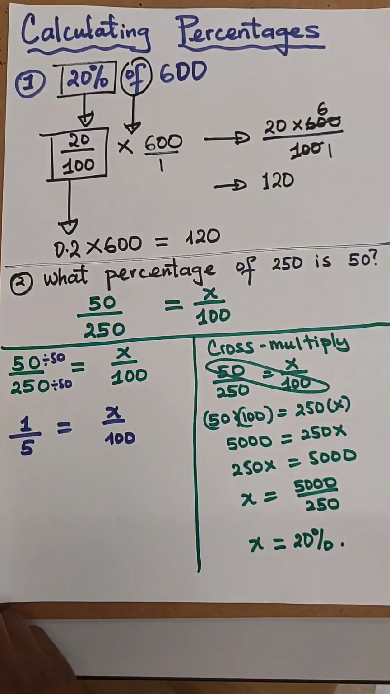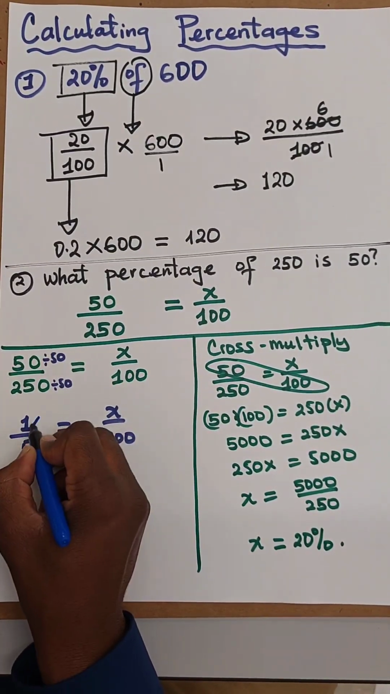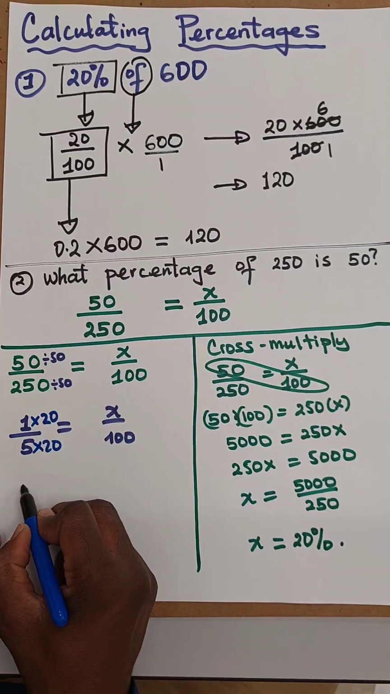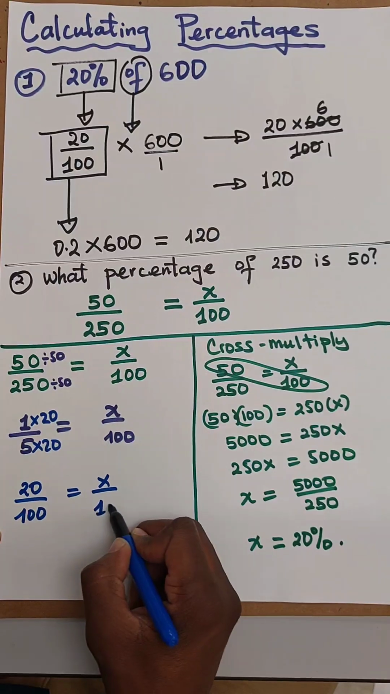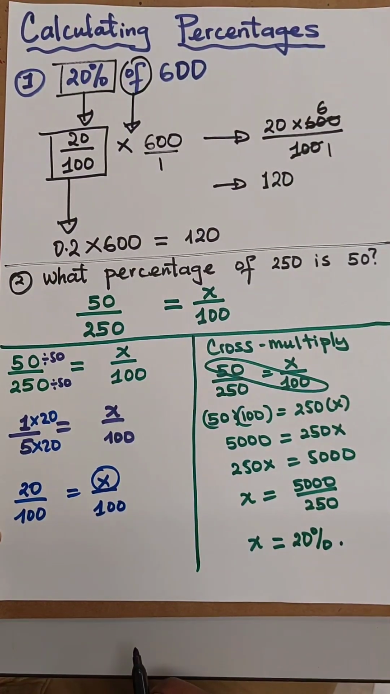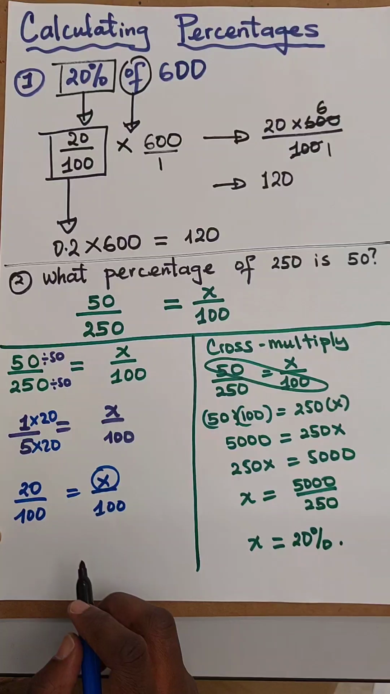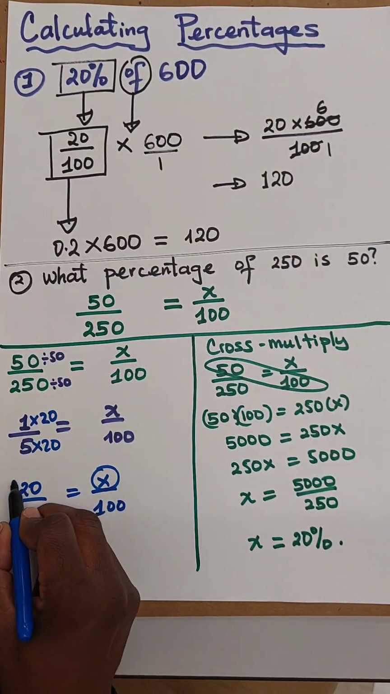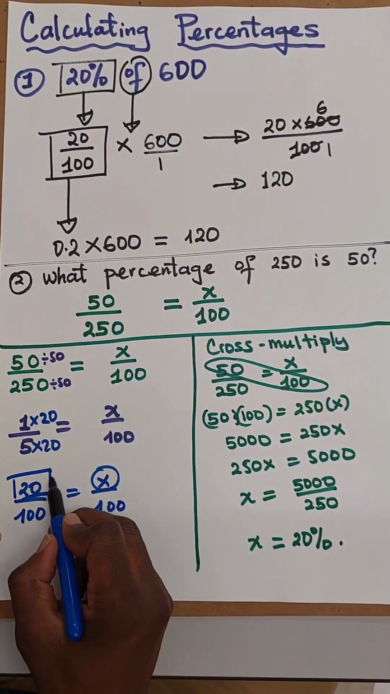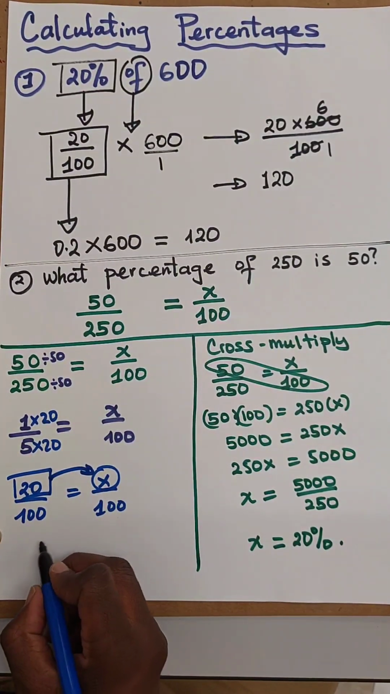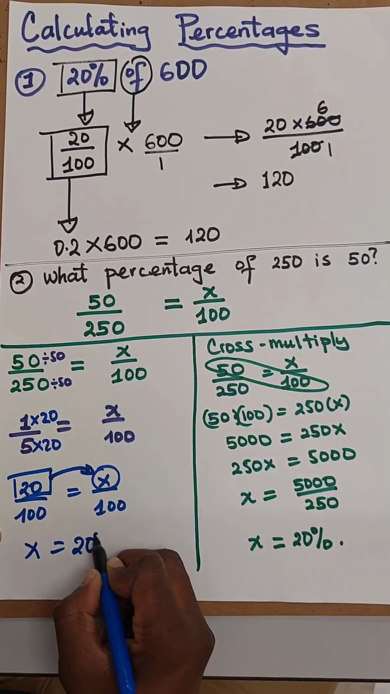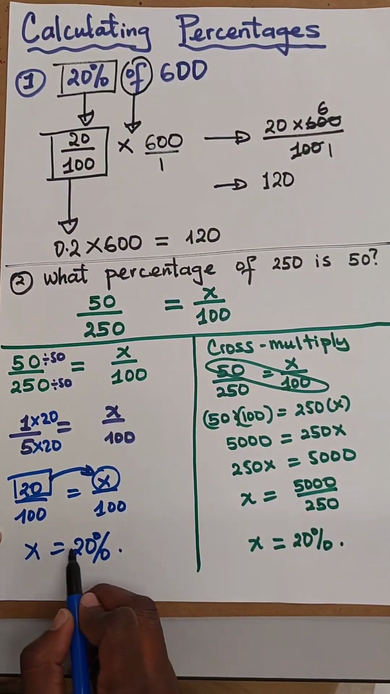So what would you multiply 5 by to get 100? So you can go ahead and say times 20, times 20, and now you have 20 out of 100 is equal to x out of 100. Now you know what this is. Okay, so 50 out of 250, the x is 20 right here. Because these denominators are the same, the numerators are also the same. Okay, so that x is 20%, and you could use any of those strategies to get it.